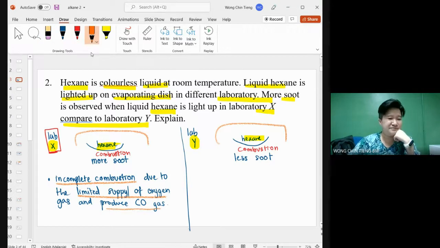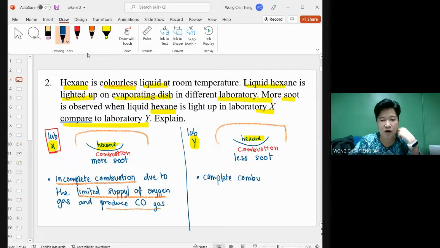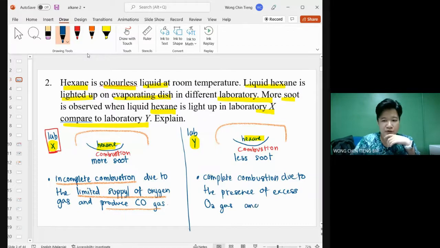Kena ada. Same thing over here. Why you have less soot? Simple. Complete combustion. All right, in lab, why complete combustion? Due to the presence of excess oxygen gas. Okay, and produce, bagi tahu produk, and produce carbon dioxide gas. Habis.